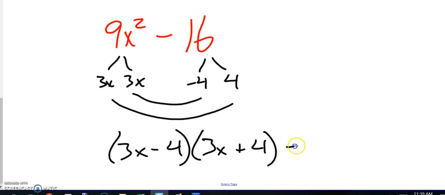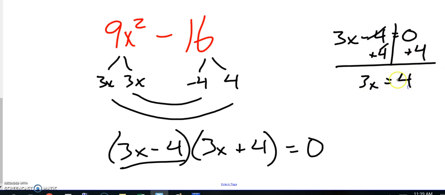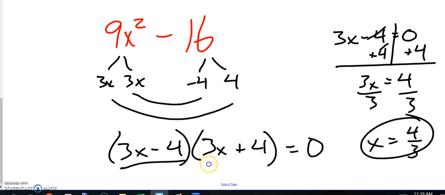And if it's set equal to 0, then we just take each one. So for instance, 3x minus 4, we set that equal to 0 and solve. So plus 4, and then 3x equals 4, and we divide by 3. So 4/3, and that's just one of our zeros. The other one we would also have to solve, but in this case that would be negative 4/3 as our other answer.